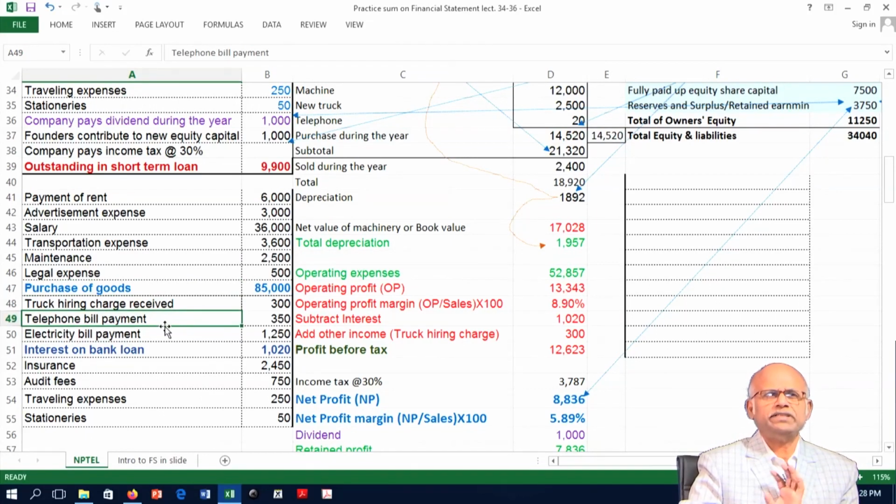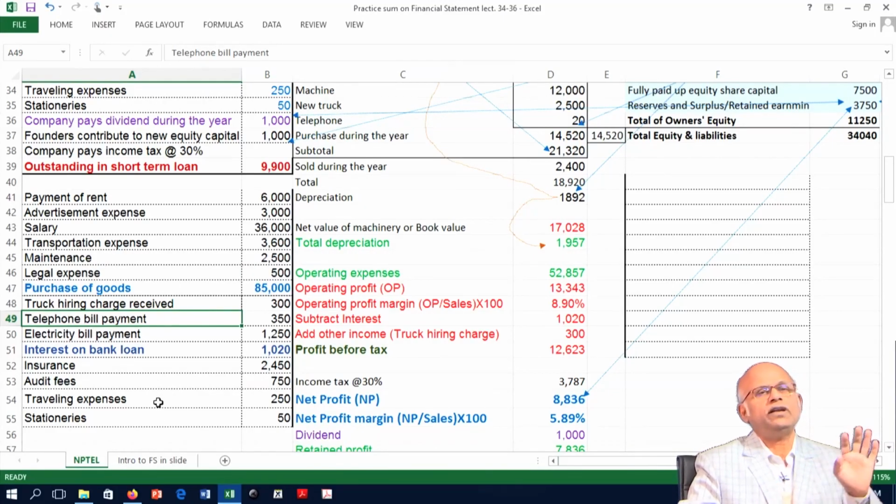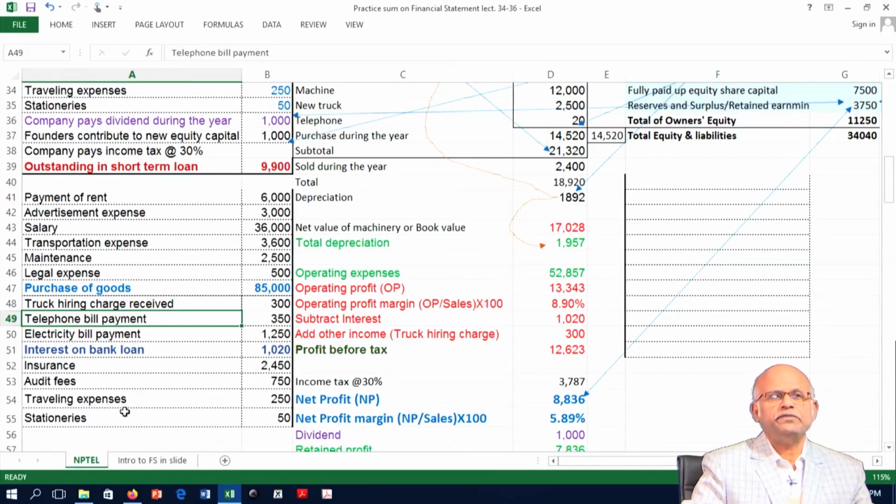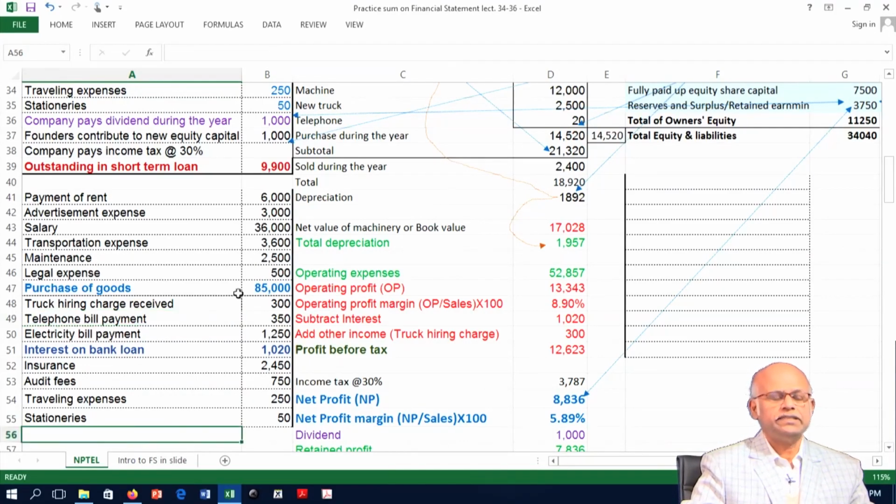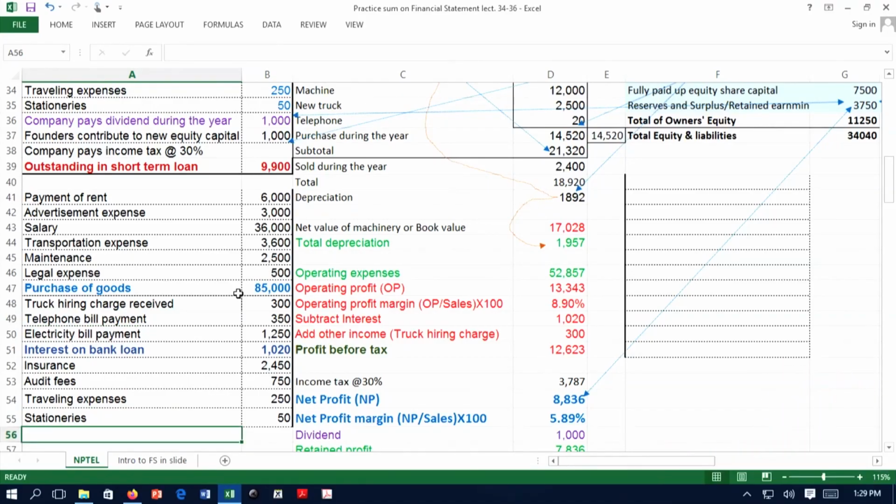Then telephone bill payment is an operational expense, electricity bill is an operational expense, interest on bank loan is not. Then insurance is yes an operating expense, audit fee, travelling expense, stationery, all are operating expenses. So, we add them up to get operating expense. Another very important item that is part of operating expense is depreciation and amortization.